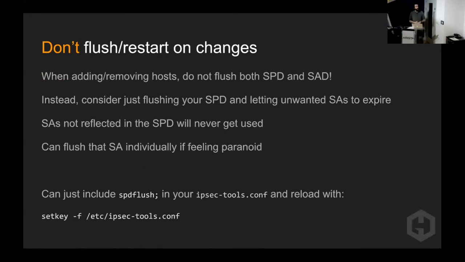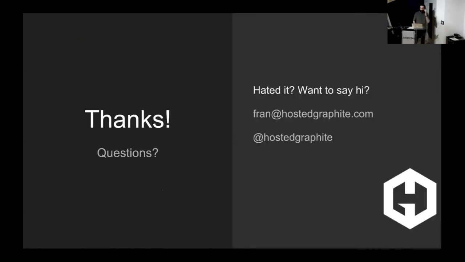When adding and removing hosts, do not just flush the whole security policy database or security association database. What I would recommend you do is leave the associations untouched and just remove the security policies. If there's no security policy telling you to contact host B, it doesn't matter if you have an association. It will never be used. So you don't have to flush the whole thing. If you're really paranoid, you can flush that particular one, not everything. That's it.